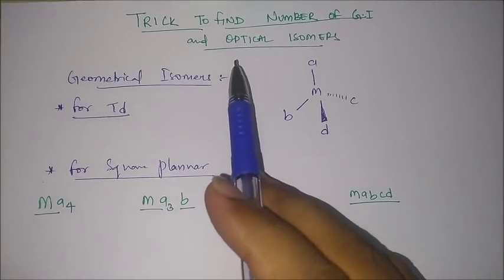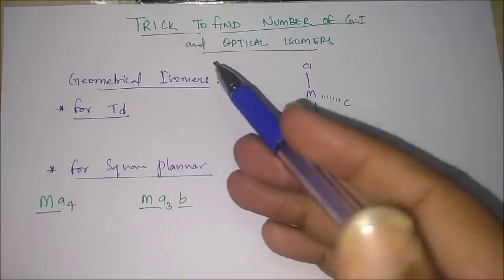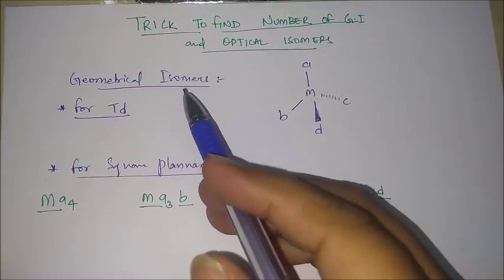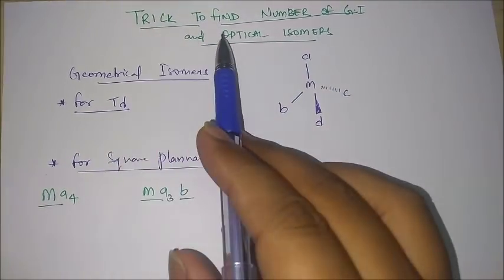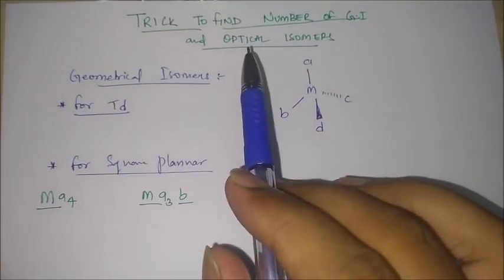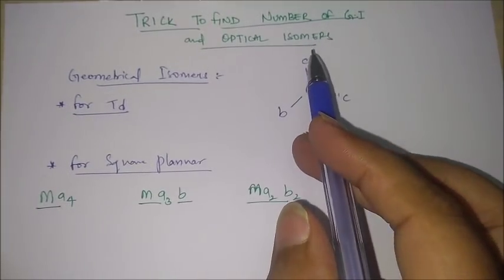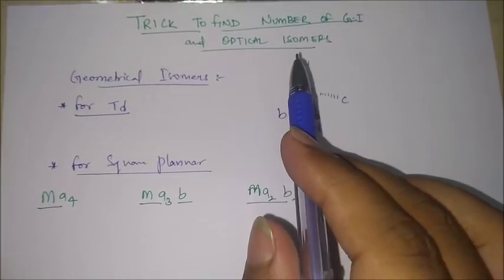Hey guys, hello everyone. So welcome to the channel. This video I was delaying for a long time, and today I'm going to make it. This video is going to be about certain tips and tricks to find the number of geometrical isomers, and we'll try to find out the number of optical isomers. Basically, we will see whether the molecule is optically active or not.